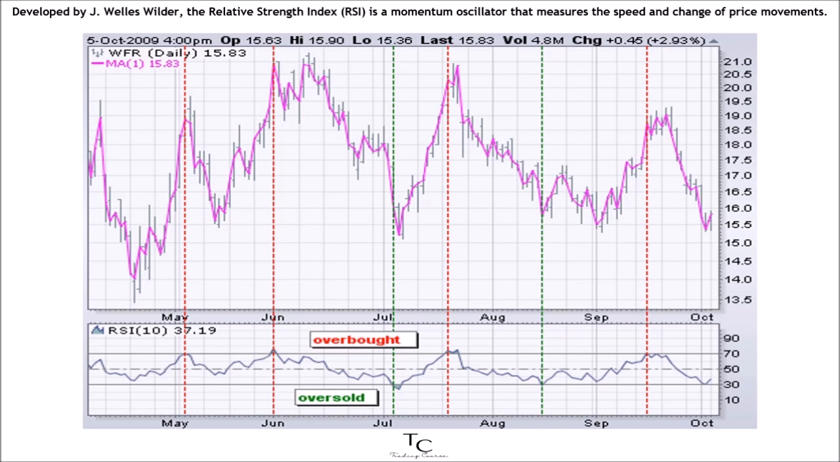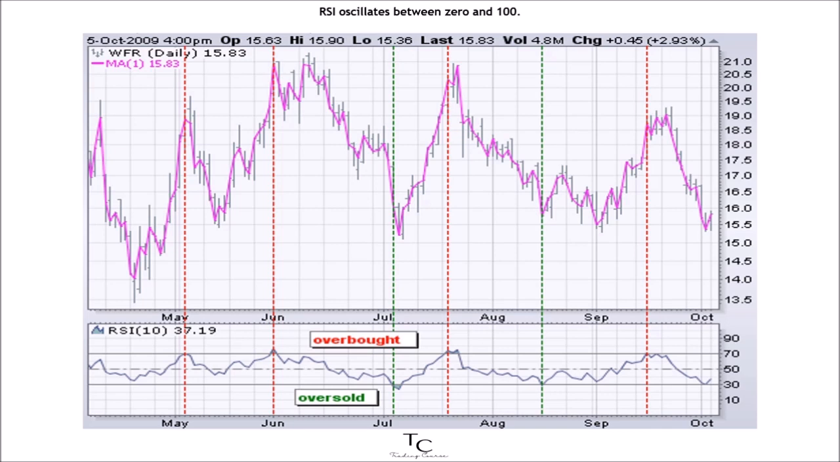Developed by J. Welles Wilder, the Relative Strength Index, RSI, is a momentum oscillator that measures the speed and change of price movements. RSI oscillates between 0 and 100. According to Wilder, RSI is considered overbought when above 70 and oversold when below 30. Signals can also be generated by looking for divergences, failure swings and centerline crossovers. RSI can also be used to identify the general trend.